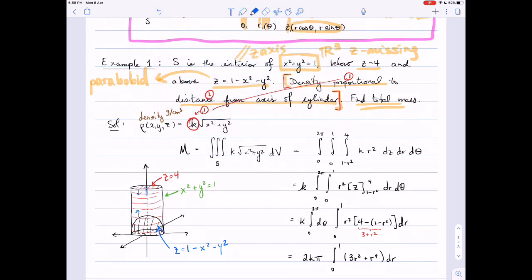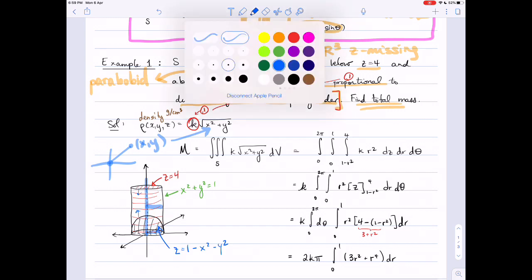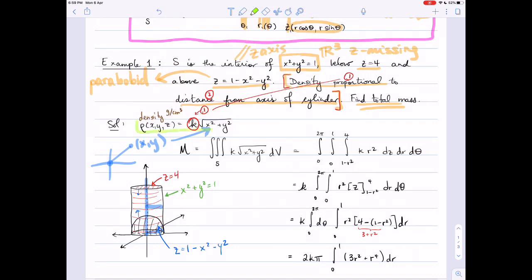The axis of the cylinder is the z-axis. And what is the distance from the z-axis? Well, that's the same thing in the plane as the distance from (0, 0), right? So the distance to any point (x, y) is the square root of x squared plus y squared. And it doesn't matter whether that point is down in the xy plane or higher up, that distance to the center is exactly the same. So from the description, here is our density function.